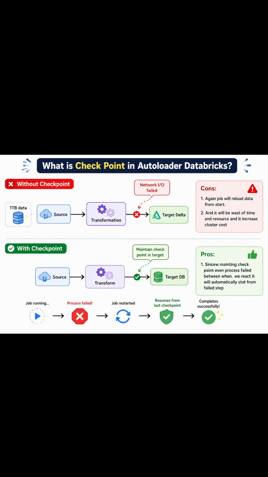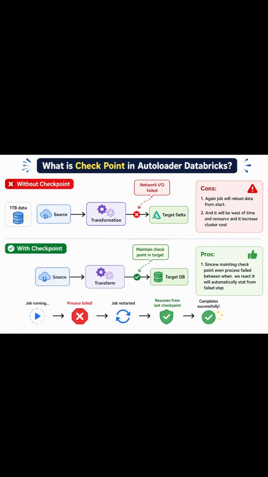Example, let's say you are processing 1 TB of data from a source and your target is a DB, and you made some transformations and there is no checkpoint for your job. In case the job failed with some network issue or some data issue, and once you fix it and restart the process, again it will start from the beginning, and it will again take the time.